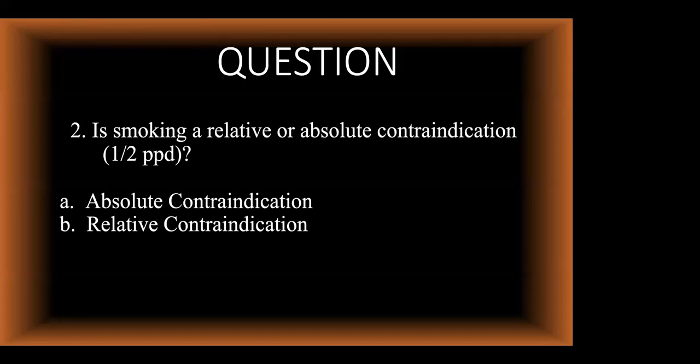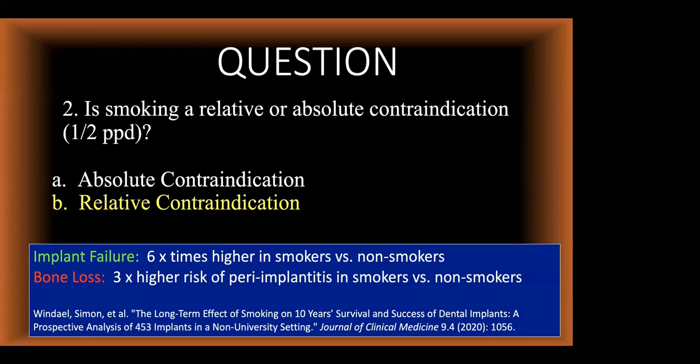Okay, Robert, what do we have? Perfect, 90%. Okay, it's a relative contraindication. So yes, if you look, I always try to get one of the most recent studies, and this is a study that was just published this year in 2020, where it shows an implant failure rate is 6 times higher in smokers versus non-smokers. Bone loss is 3 times higher, risk of peri-implantitis in smokers versus non-smokers.